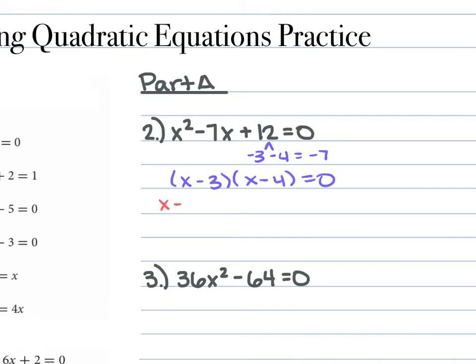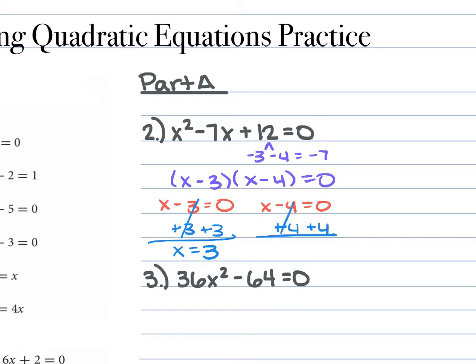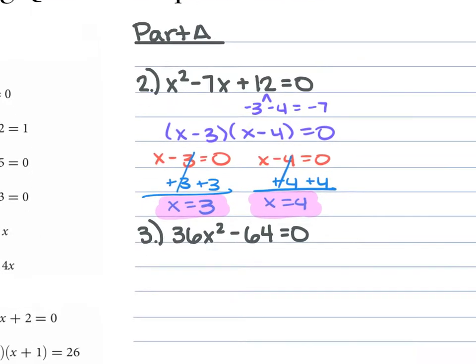We're going to set both of these equal to 0, so x minus 3 is equal to 0, and x minus 4 is equal to 0. We add the 3 over, we get that x is equal to 3. We add the 4 over, and we have that x is equal to 4. So positive 3 and positive 4 are our solutions for this one.